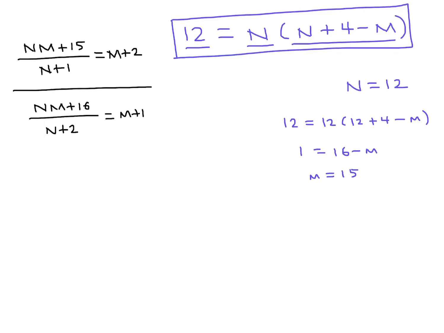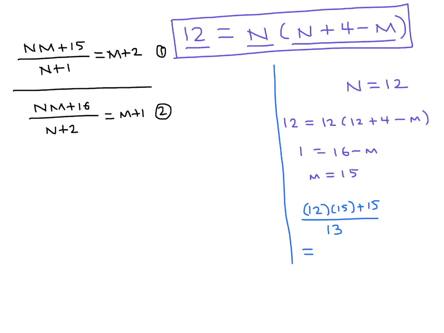All right, let's go for it now. Let's try to verify with the first one. nm plus 15, so that would be 12 times 15 plus 15 all over n plus 1, which is 13. This gives me 180 plus 15 all over 13, and that is equal to 195 over 13, which is 15.